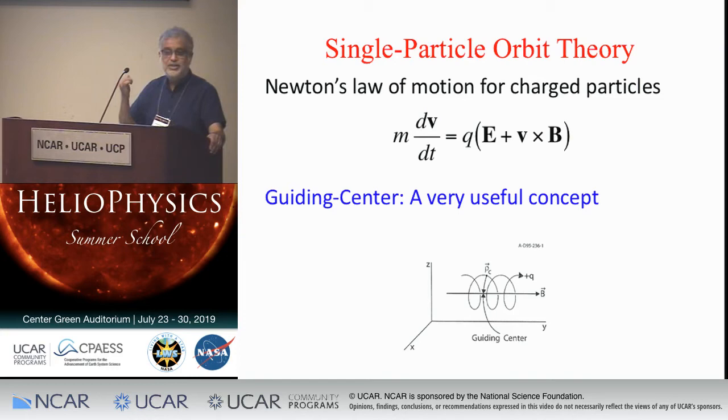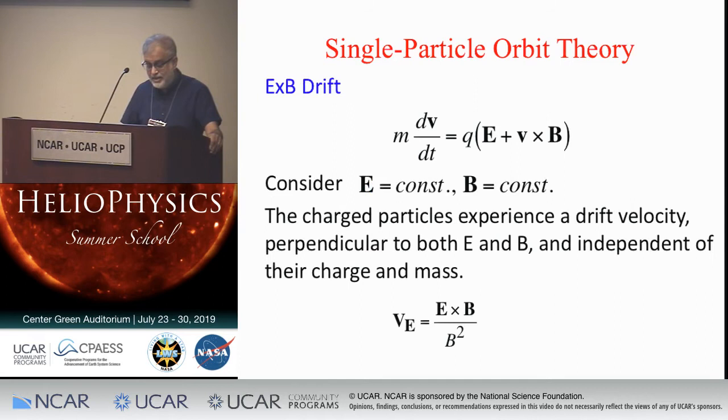So for simplicity, let me just assume the electric field is perpendicular to B. What will it do to the particle? It turns out you can show very simply, and I won't give you the derivation, that if you are looking at a charged particle in prescribed electric and magnetic fields, with a straight magnetic field and an electric field perpendicular to it, the electrons and ions are all going to drift, drift is a word for movement, with a velocity V_E, which is E cross B over B squared.